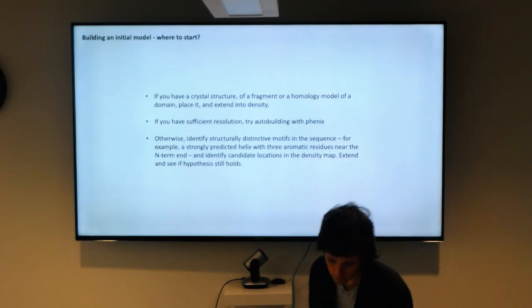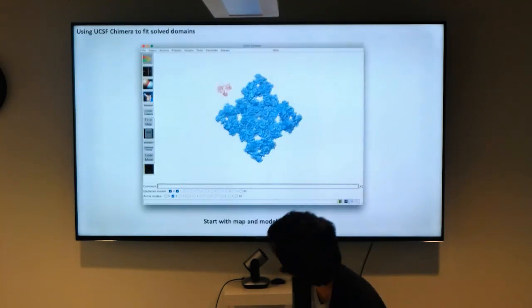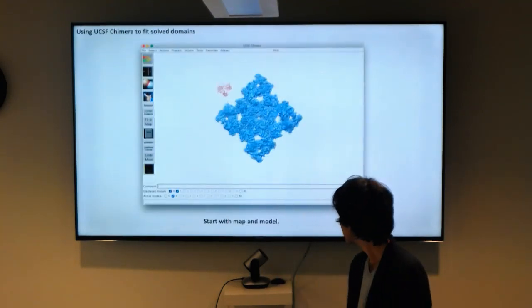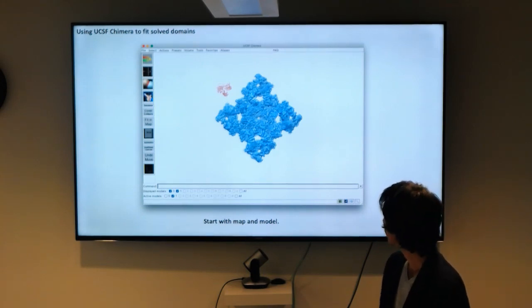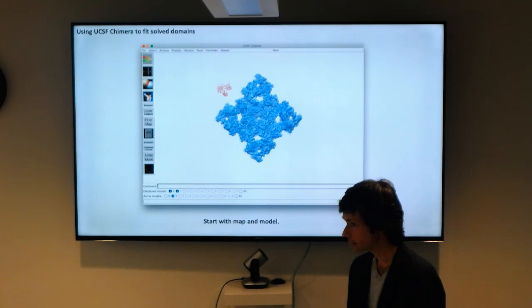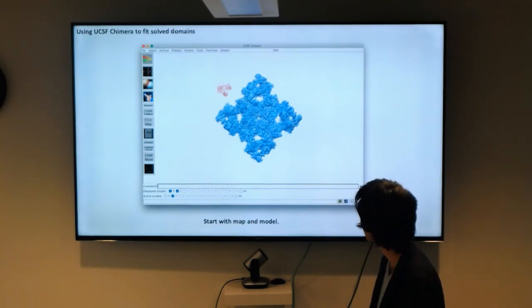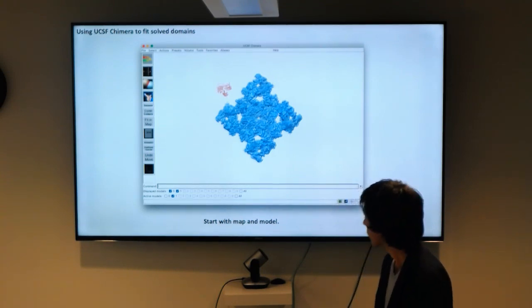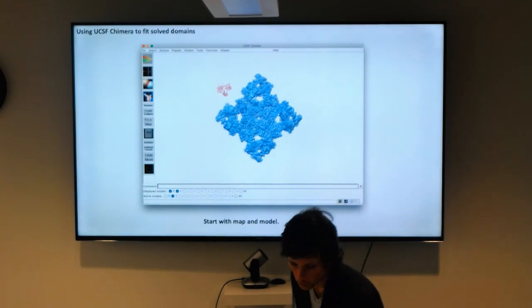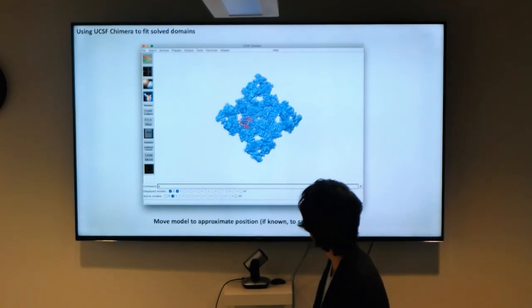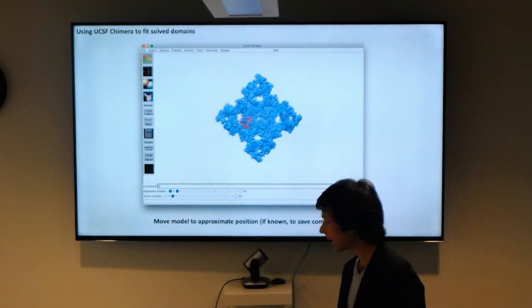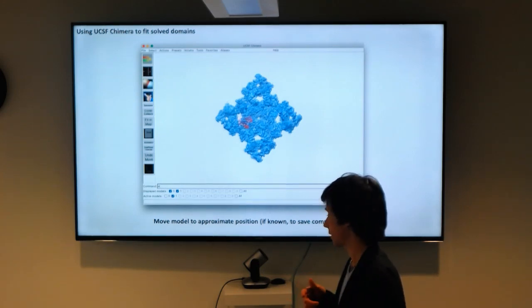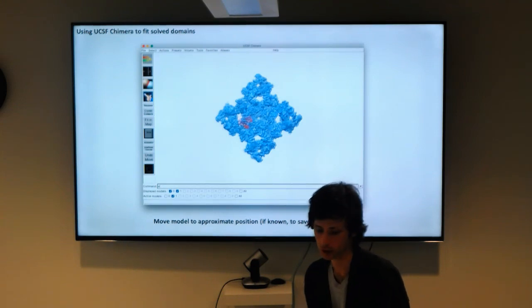So here's a specific example. This is a map of the ryanodine receptor. We had a crystal structure of the N-terminal domain that was previously solved, which you can see here in red. And we want to place it in the model. We can manually place it in the approximate location just by eye. And then we want to determine the orientation of the model in the map.